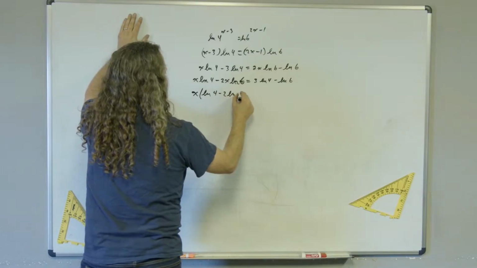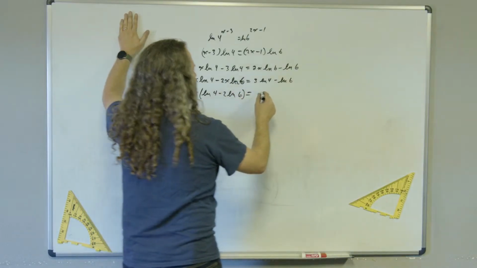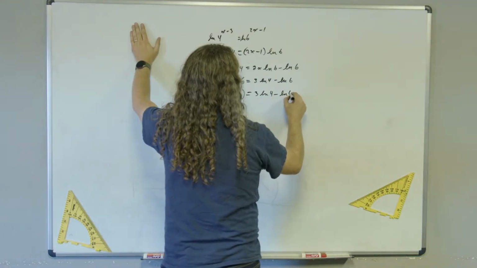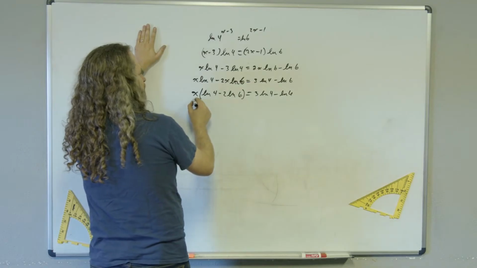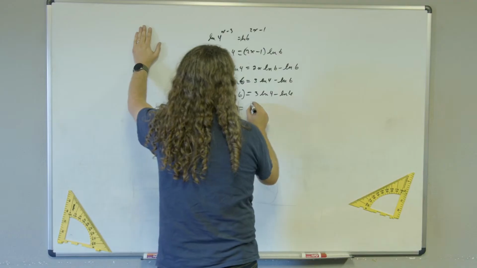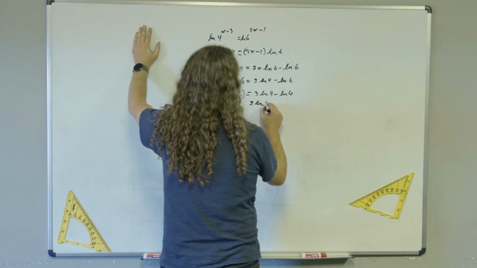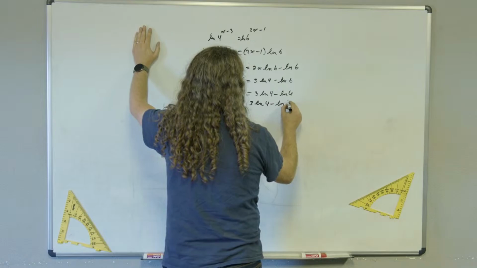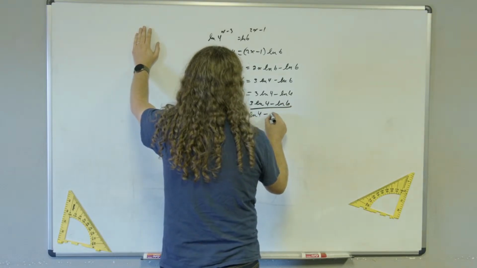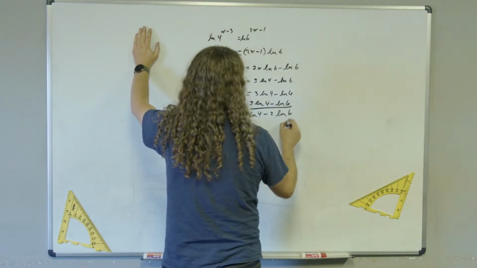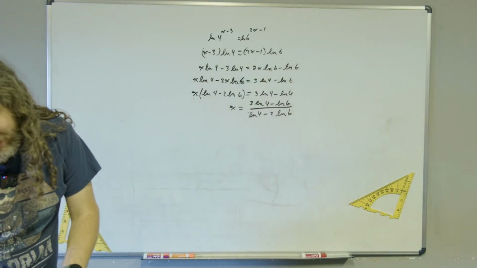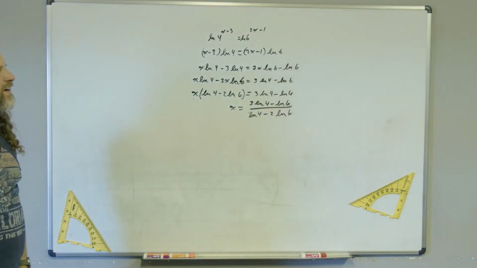Six equals 3 natural log of 4 minus natural log of 6. We divide by all this mess, and x is exactly equal to 3 natural log of 4 minus the natural log of 6 over natural log of 4 minus 2 natural log of 6. However, the instructions say round your answer to the nearest hundredth, so we shove that in our calculator.